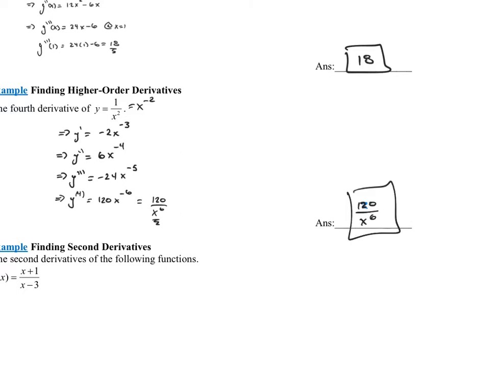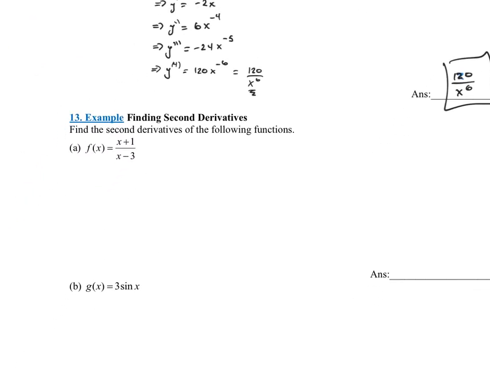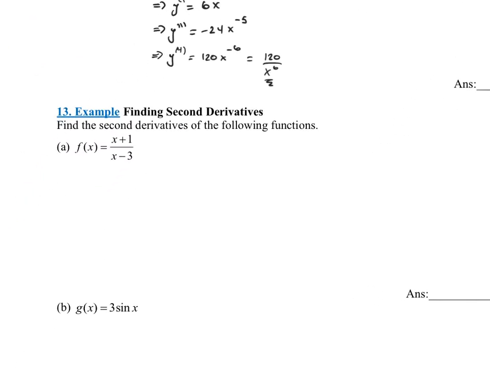Okay. Let's look at the next one. It says find the second derivative of the following functions. The first function is x plus 1 over x minus 1. So if I want to find the first derivative, I'm going to be using the quotient rule. Quotient rule, remember, is the low, which would be x minus 1, times the derivative of the high. The derivative of x plus 1 is simply 1, minus the high, which is x plus 1, times the derivative of the low.